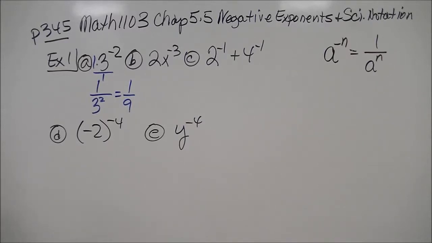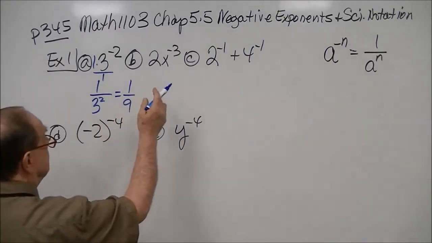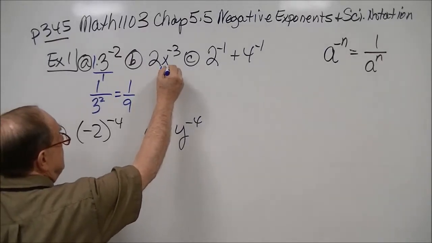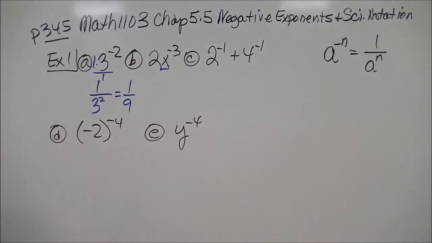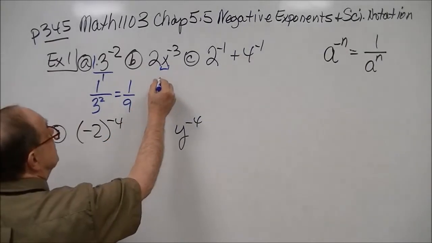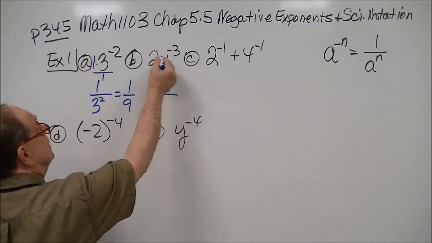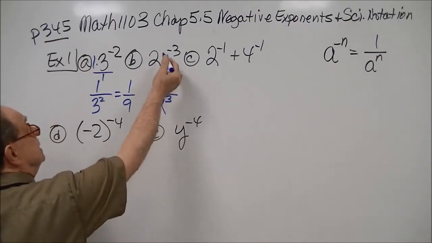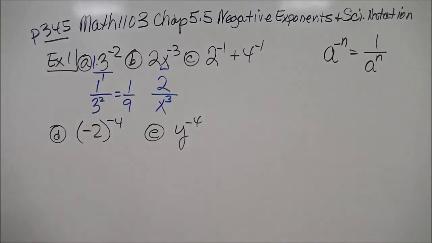Now in example B, here's where some students get a little nervous or possibly can make an error. What is the base of that negative exponent? And it is only the x. So the 2 stays up in the numerator and the x comes down and it changes the sign of the exponent.